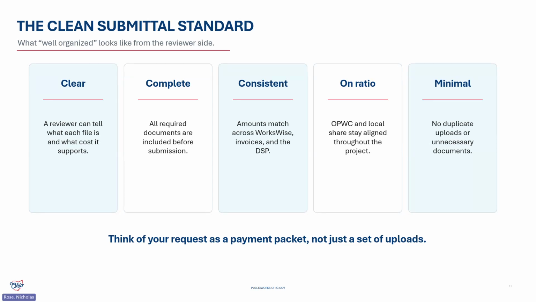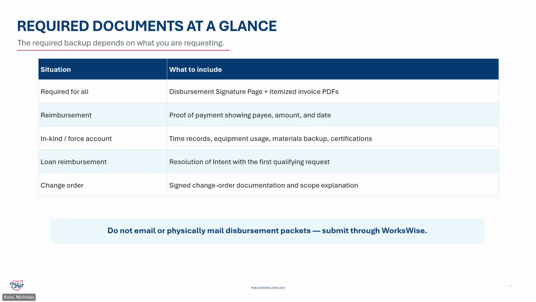The exact documents in that packet depend on the type of cost you are requesting. So at a high level, the invoice and disbursement signature page are the two baseline documents for every request. From there, the documentation depends on the situation. A reimbursement needs proof of payment. In-kind or force account costs need the supporting records and certifications. Loan reimbursement may require the resolution of intent. A change order needs signed documentation and enough explanation for us to understand the change.